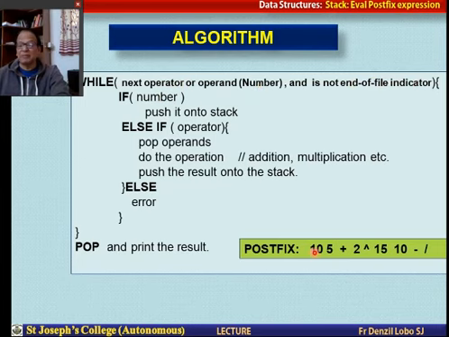I've got one example here. This is the postfix expression. First I get 10, I push it onto the stack. Next I get 5, I push it onto the stack. Else, if it is an operator, here for example the third one is the operator plus, what do I do? I pop the two operands, do the operation, so 10 plus 5 is equal to 15, and then I push that result onto the stack. I go on doing it till I come to the end of the expression.